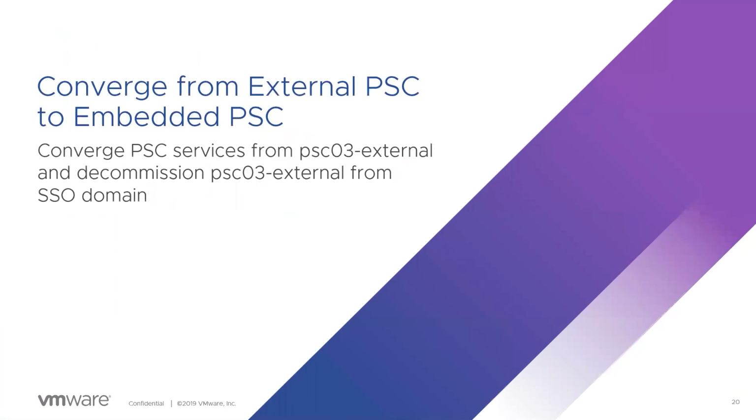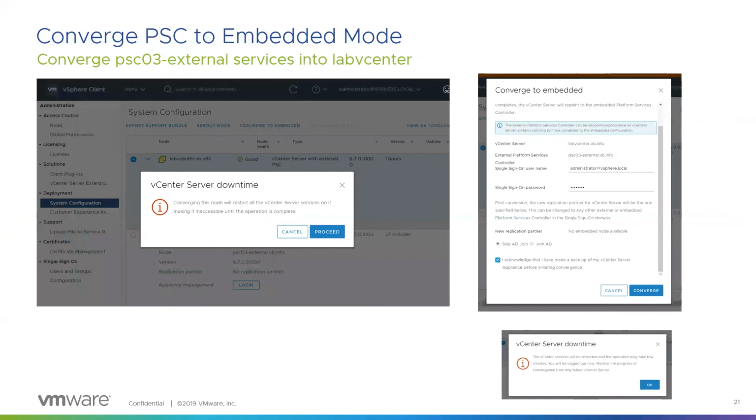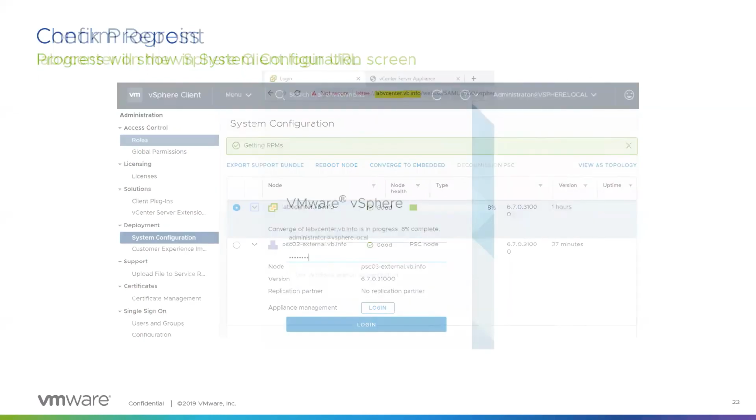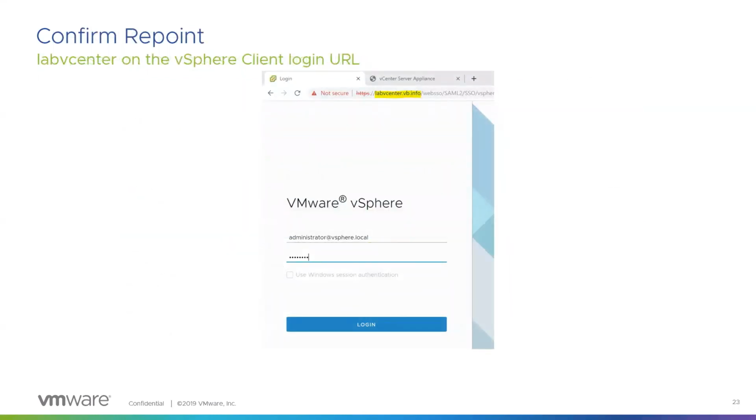So we're talking about converging, right? And this process is what we've seen. We're going to have downtime, provide some credentials, and then hit OK to start. Again, this looks very familiar. Here's your 8% getting RPMs. After this proceeds, what we're going to find is exactly what we've looked at before.